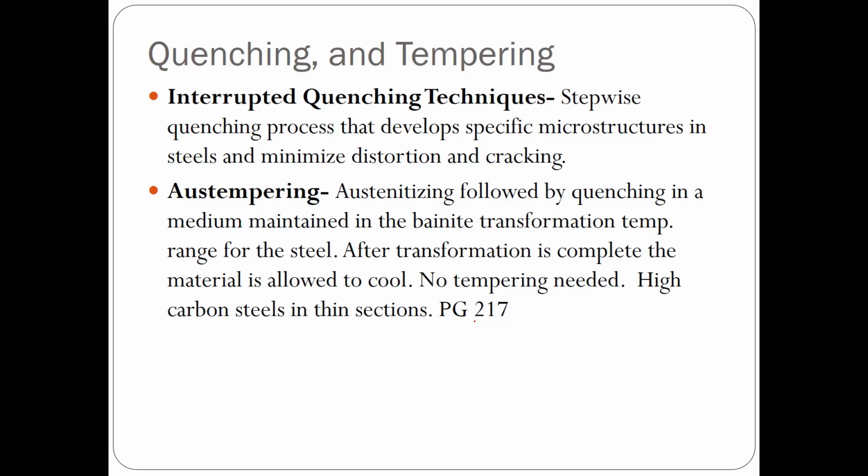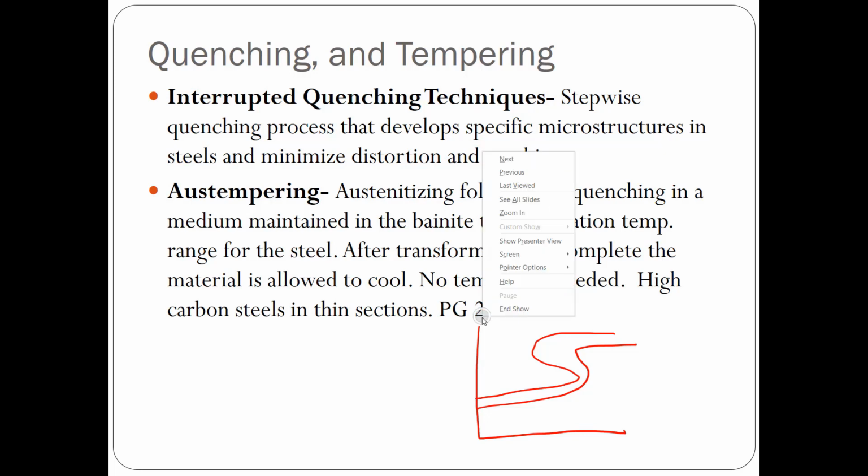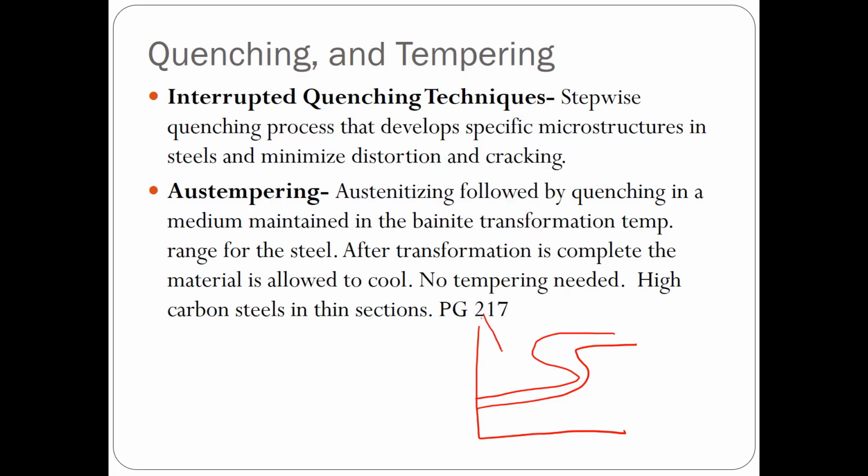Interrupted quenching techniques. So we talked about austempering and martempering, and if I look at my isothermal transformation diagram, which is not a very good one here, but it's going to work. For austempering, I am starting up here, and I am going to quench it in hot oil or molten salt bath, and I'm going to end up over here in my bainitic products. For martempering, I'm going to quench it down just above my martensite start, and then quench it to form martensite, and then I'm going to reheat it for tempering, and then back down to room temperature.